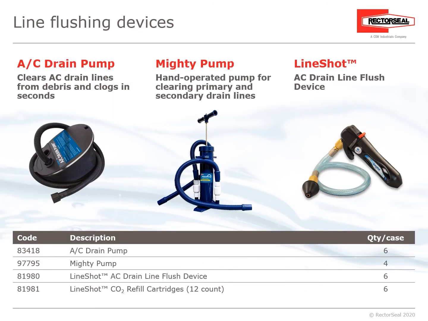Line flushing devices to clear out the clogs. AC drain pump, a foot pump that clears AC drain lines from debris and clogs in seconds, 6 per case. The Mighty Pump is a hand-operated pump for clearing primary and secondary drain lines and is available 4 per case. Line Shot AC Drain Line Flush Device. The Line Shot AC Drain Line Flush Device is 6 per case, and the refill cartridges in a 12 count are available 6 per case.